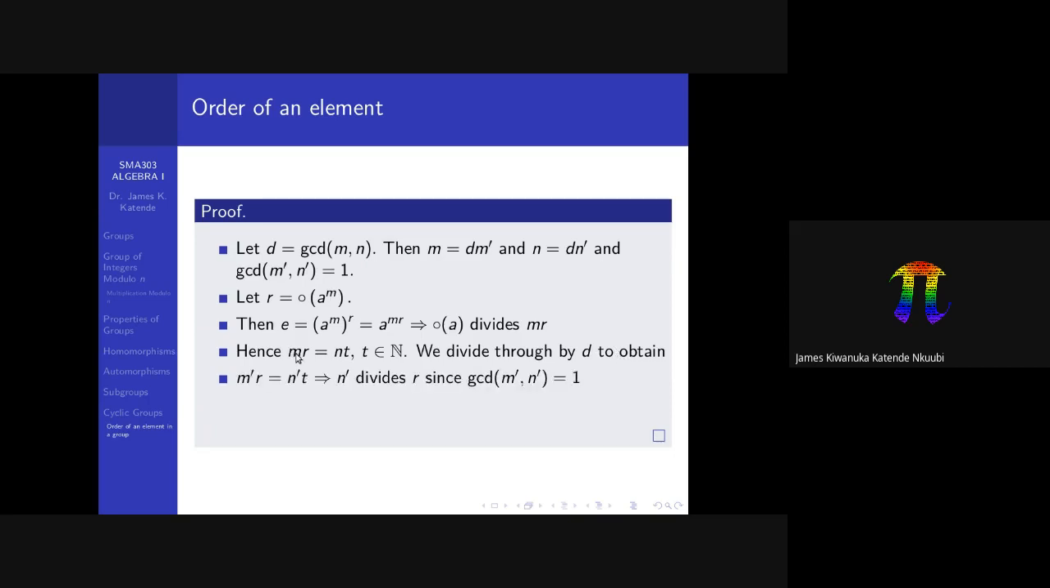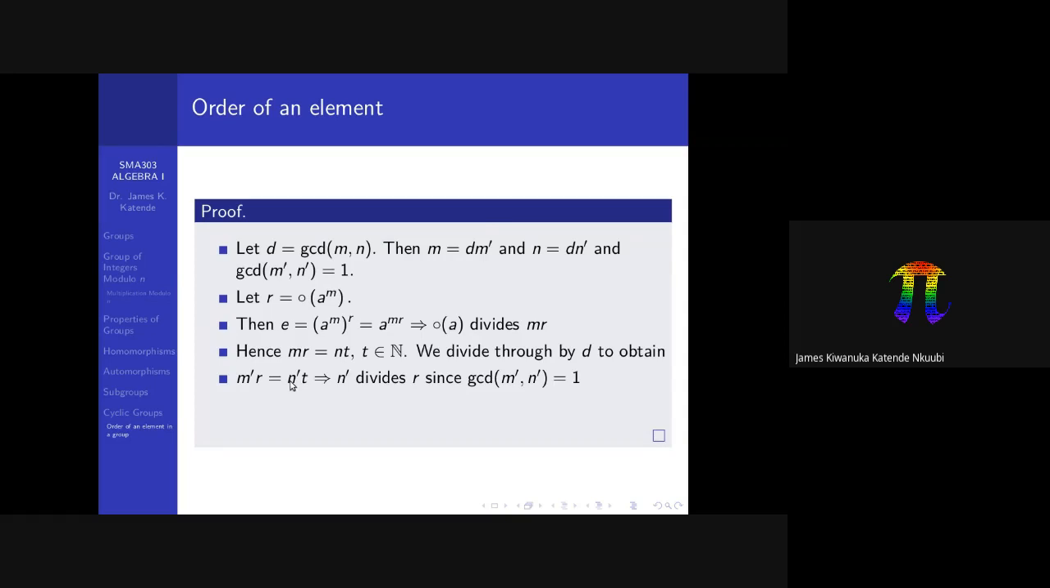If you divide M by D, you will get M prime, because that's how we defined M prime. Are we together? Similarly, if you divide N by D, you will end up with N prime. Now we know that the greatest common divisor of M prime and N prime is 1, right?